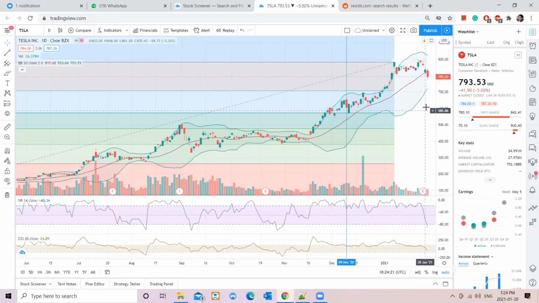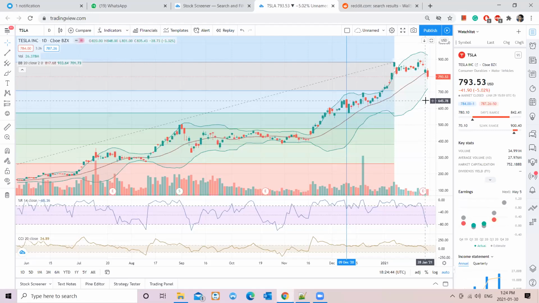Yes, that looks a fair suggestion. An entry around 720, 700 with a 730, 715, 730. Yeah, with a small quantity, and then if it drops down further, increase your quantity.